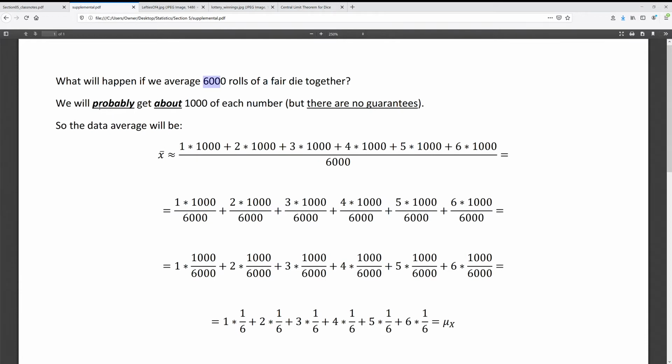1,000 of each number. Now again, there's no guarantees. You could roll a fair die 6,000 times and get all ones. It's just highly unlikely, right? And by highly unlikely, I mean they're independent rolls. The first is 1, and the second is 1, and the third is 1, and the fourth is 1, and the 6,000th is 1. Well, a sixth times a sixth times a sixth times a sixth, 6,000 times.